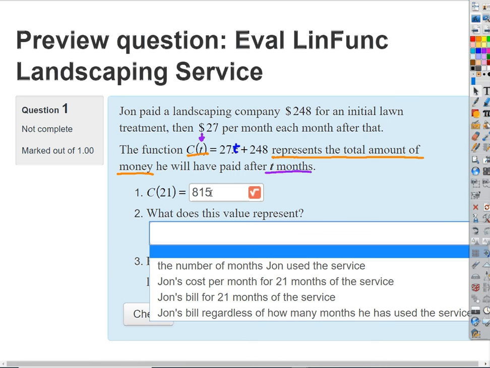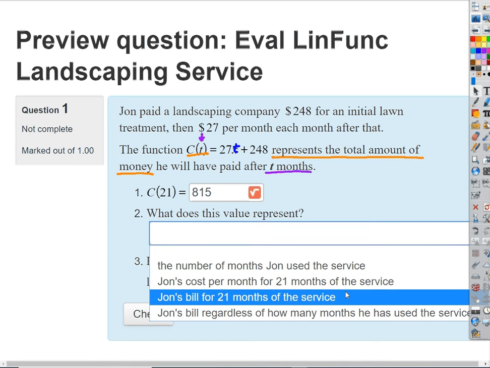Okay. Is it John's bill for 21 months of the service? Yeah, that's it, isn't it? That's the total cost. And then this last one makes no sense: John's bill regardless of how many months he's used. Well, no. The number of months he uses the service is going to change the bill, isn't it? So it's got to be that one.